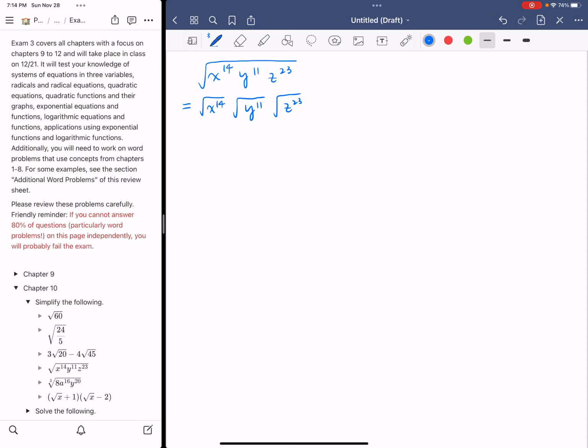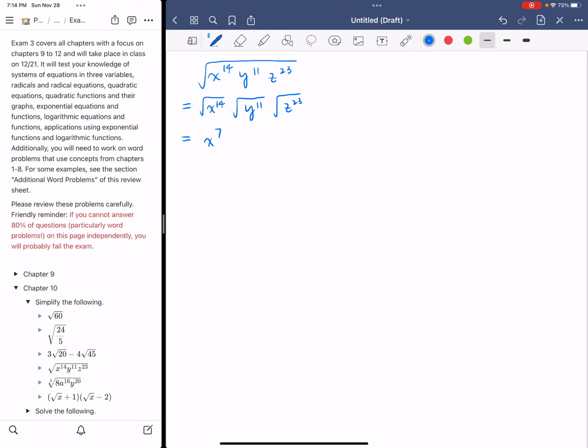Next, since we're taking square roots, you need to make sure that the exponents are even plus 1, or just even. For example, the first one, x raised to the power 14, the exponent is already even, so when we take a square root, we simply divide that exponent 14 by 2. So that will be x to the 7th.